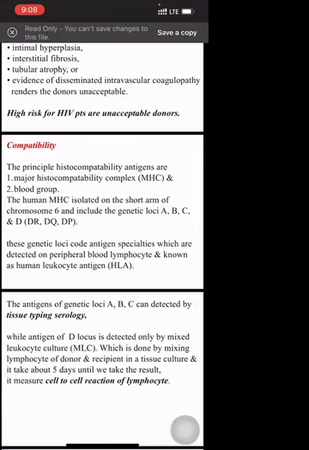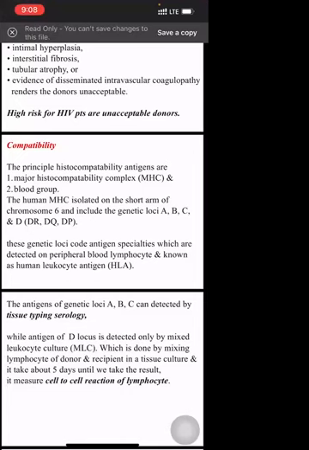The principal histocompatibility antigens are the major histocompatibility complex, MHC, and blood group ABO-Rh. So at first we do the ABO-Rh and then go for the major histocompatibility complex.